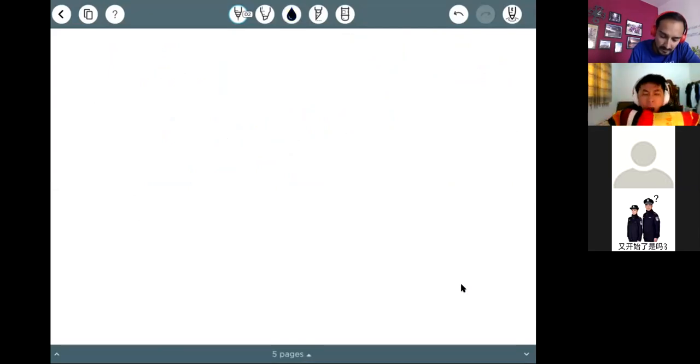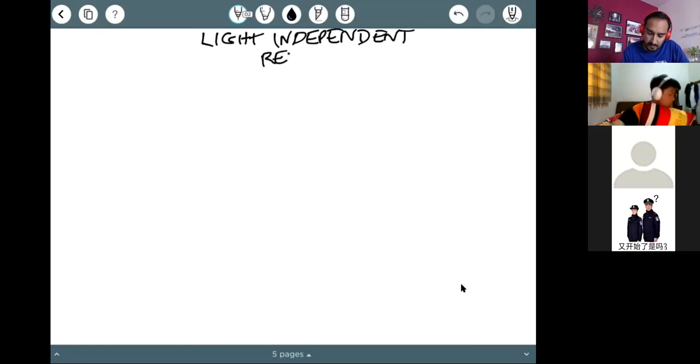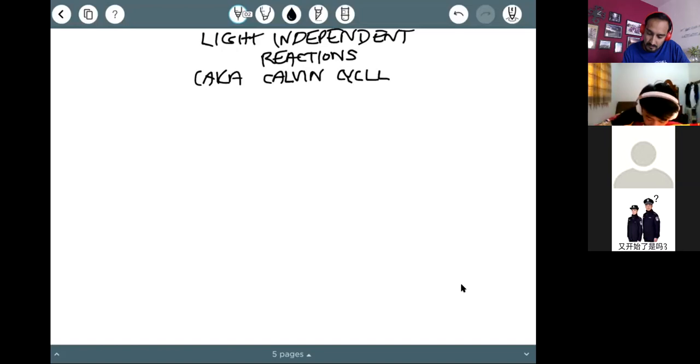So we're starting with, let's write it in black because it means that there's no light there. Light independent, aka Calvin cycle.